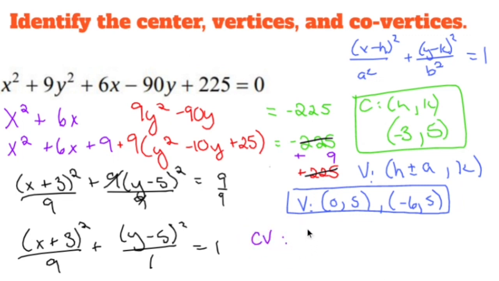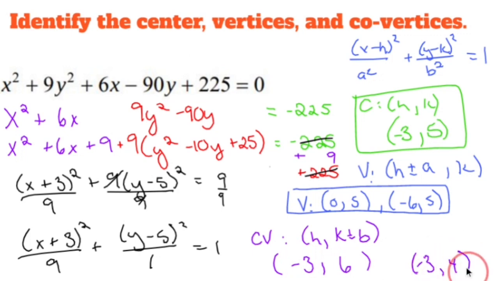My co-vertices are given by the formula h, k plus or minus b. We already know what h and k are. B is going to be the square root of 1, which is 1. So my co-vertices are going to be h, which is, what was it? Negative 3. My k is 5, so 5 plus 1 is 6. And negative 3, 5 minus 1 is 4.